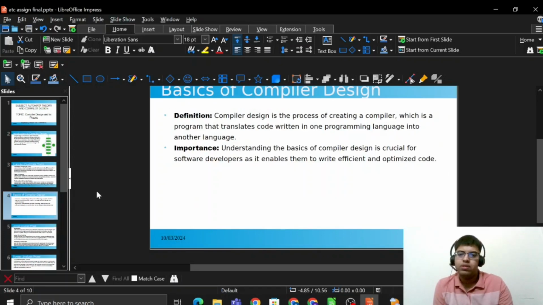So, the basics of compiler design. First one, the definition of a compiler. Compiler design is the process of creating a compiler, which is a program which can translate code written in one programming language into another. Now, what's its importance? It is very important, as understanding the basics of its design is crucial especially for software developers, enabling them to write code and prioritize the optimization of code.